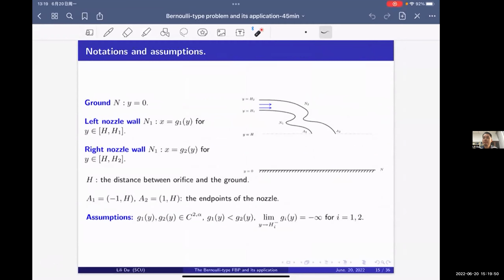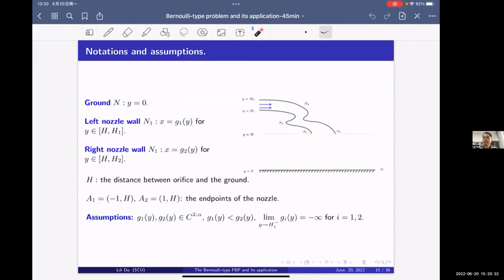The ground N is the y-axis. We assume that the 2D nozzle walls N1, N2 are y-graphs, and they are C^{2,alpha} smooth, and they are flat in the inlet, and the capital H is the distance between the orifice A1, A2 and the ground N. The width of the orifice is 2. In particular, the nozzle has finite height here.